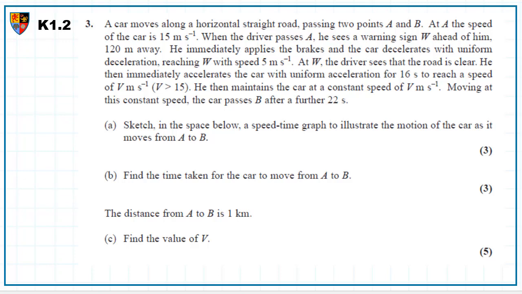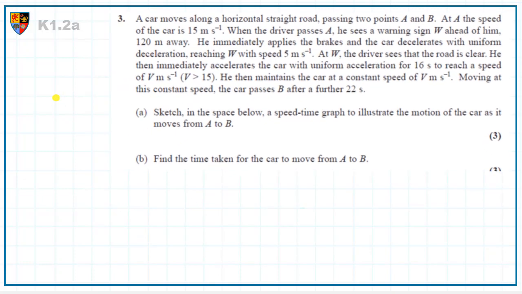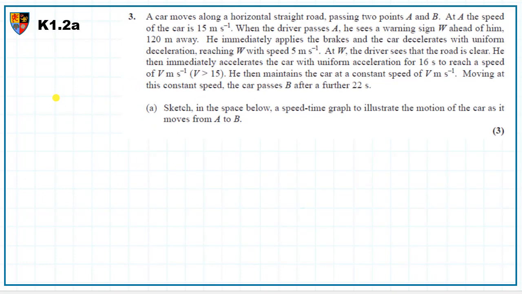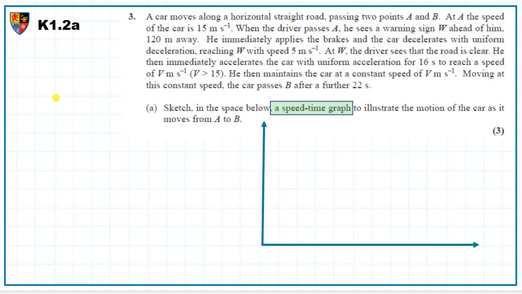K1.2. Let's see what's going on here. Let's get going. The first part, what we had to do was a sketch of a speed time graph. Speed against time. Speed is going to go on the y-axis. Time is going to go on the x-axis, the horizontal axis.